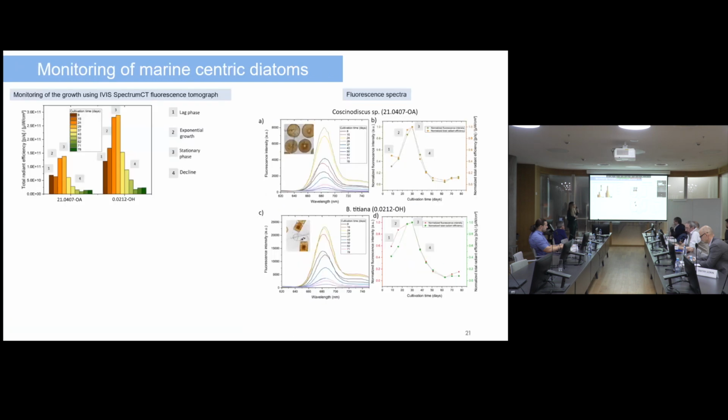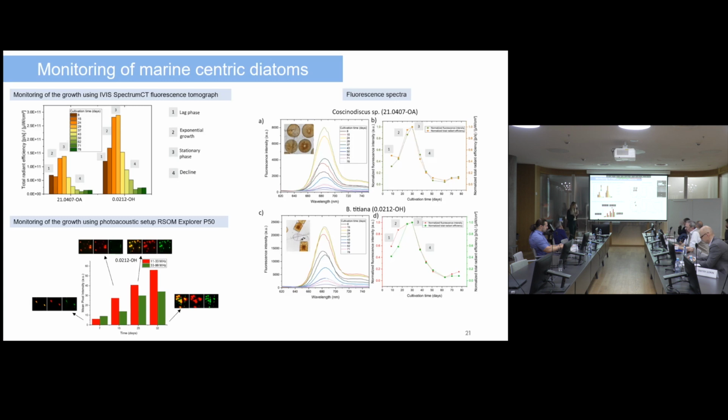We also used the same techniques to monitor the growth of marine centric diatoms. In this case, we have two different species. And what we see is that in this case, the maximum signal was obtained after 30 days of cultivation, which is slightly less than in the case of freshwater pennate diatoms. Also, the fluorescence spectra shown here demonstrate the same results as obtained using fluorescence visualization with the IVIS fluorescence system.